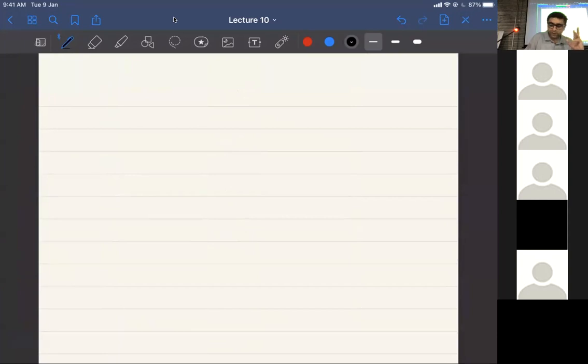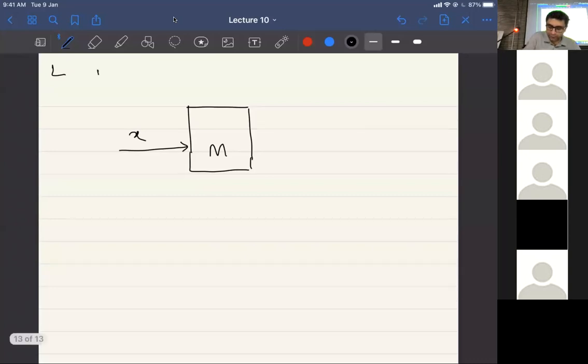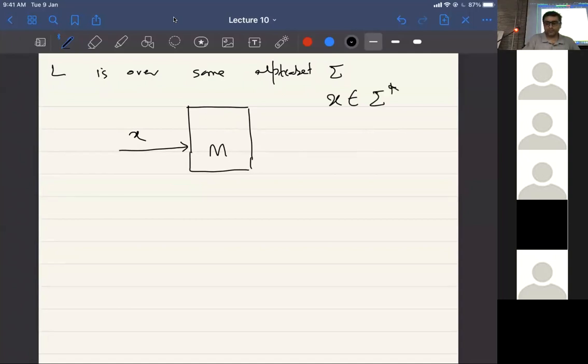Okay. So now we have two things that I would like to mention. Suppose there is a Turing machine, and suppose this Turing machine is M. There is some input X. And suppose there is a language L. We do not know what this language is, but there is some language L, and suppose this language is over some alphabet sigma. Now suppose this X is one of the strings over this alphabet. And we send this X to the machine.